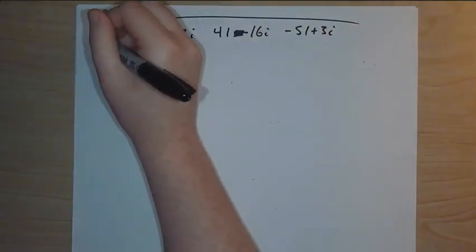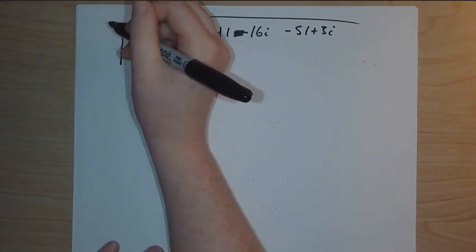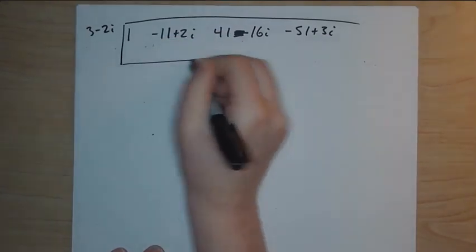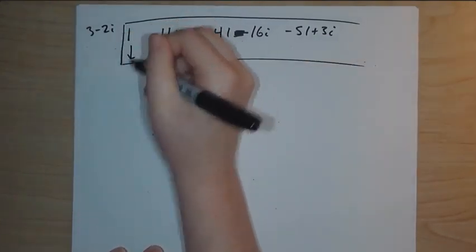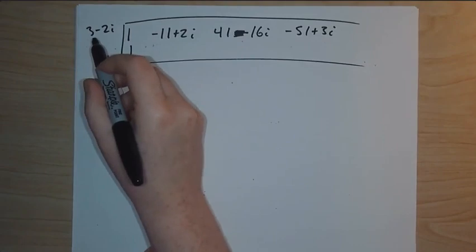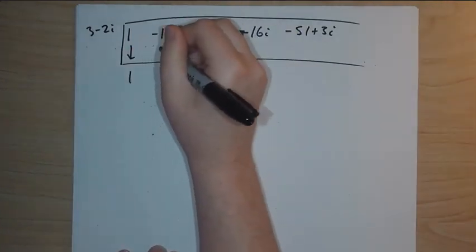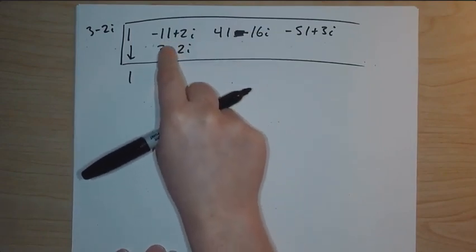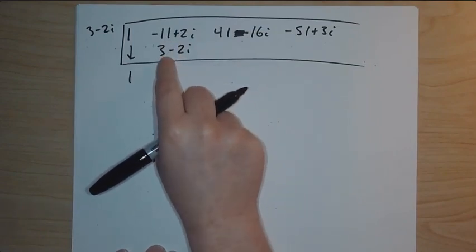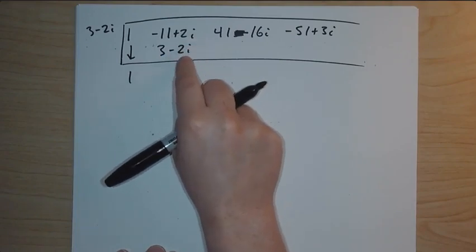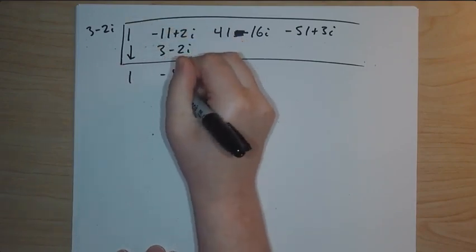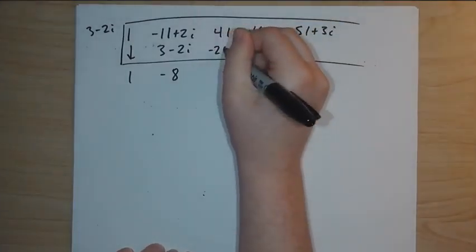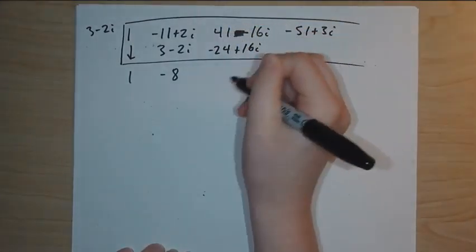And then we want to divide this by our other known 0, which is 3 minus 2i. So, bringing down the 1 times 3 minus 2i is going to give us 3 minus 2i. So we're going to add these two. Negative 11 plus 3 is negative 8. Positive 2i minus 2i is 0, so this is just negative 8. Negative 8 times 3 minus 2i is negative 24 plus 16i.